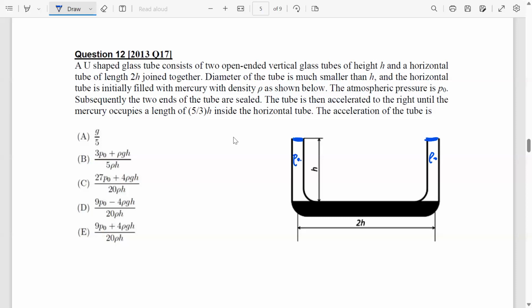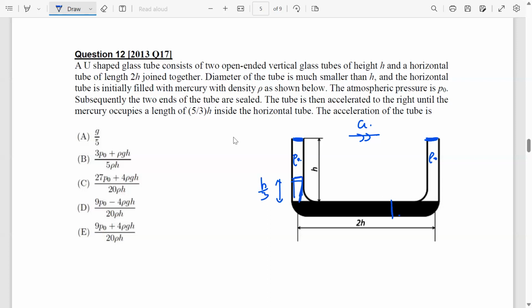The tube is accelerated towards the right, and the mercury then occupies a length of 5/3 h inside the horizontal tube. So now it is turned to 5/3 h, which means that here it must be 1/3 h. Okay, because the tube moves all the way, the 1/3 h moves out.